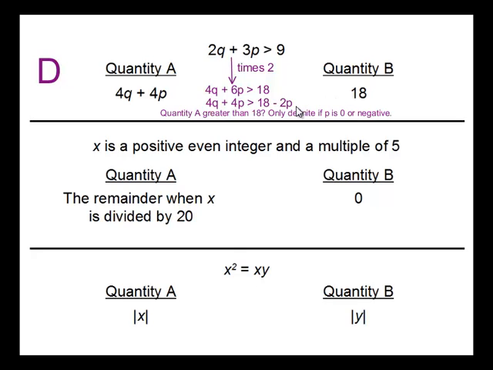But if P is positive, for example, if P is 4, then this amount is 18 minus 8, or 10. And if quantity A is greater than 10, it might or might not be greater than 18. There's possibilities either way. And so what that means is D is our answer. It depends on both Q and P.